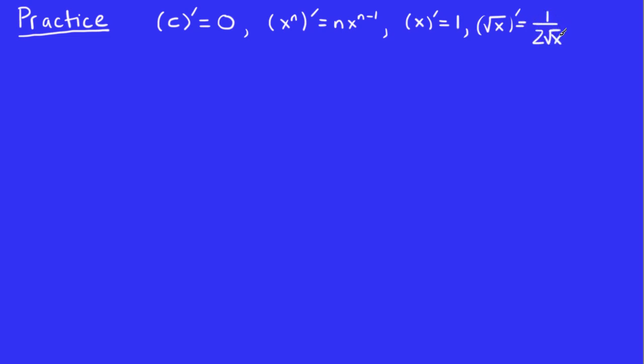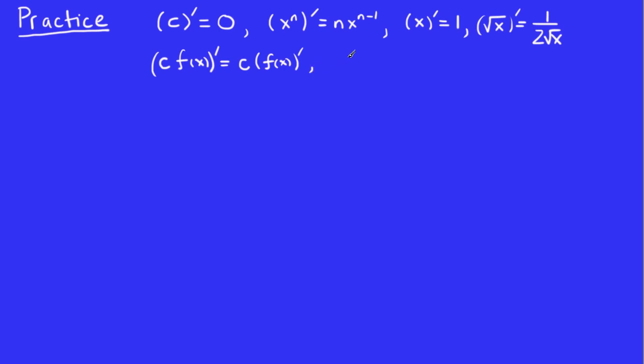Okay. And then we had the little rule that if you have some number in front of some function f of x and you want to do that derivative, all you do is you bring the number to the front and then you multiply by the derivative of the function, okay?